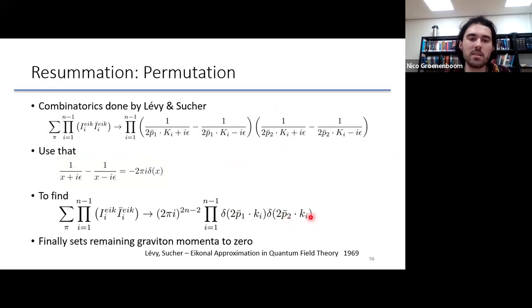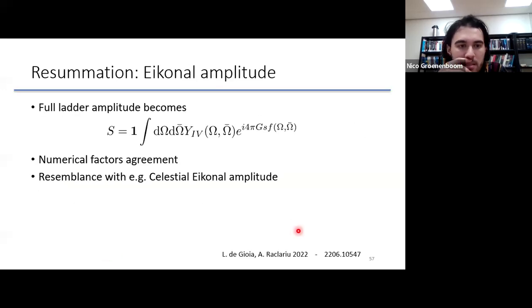So this is the reason why the Eikonal approximation, this Eikonal form of the propagator, is important. It allows us to rewrite this into delta functions, which finally sets the remaining graviton momenta in the integral to 0. And this allows us to write down the full ladder amplitude for the resummed case like this. So we have again the free field theory contribution. There are the integrals and the YIV similar to tree level, but the remaining factor has been put into the exponent with the familiar Green's function.